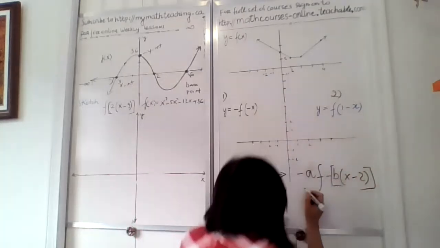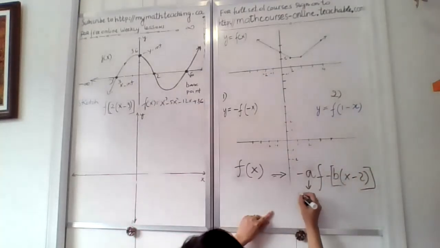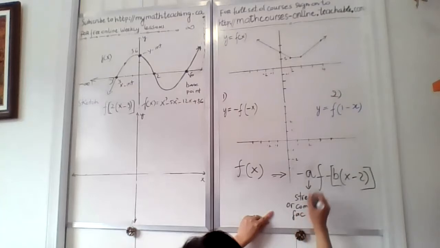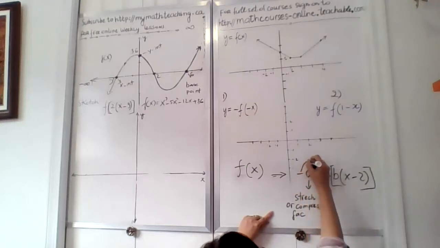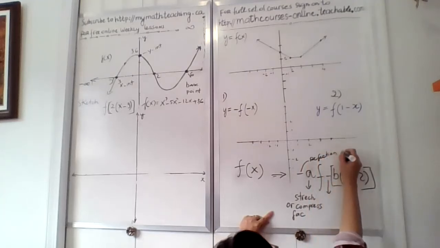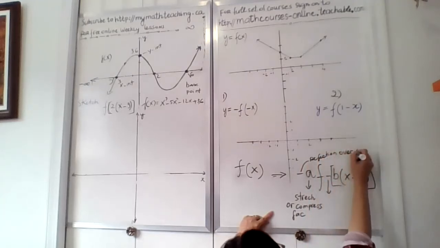So let me put it here for you. The A factor here is called the stretch or compress factor. Stretch or compress depends on the value of the number, right? And the negative sign here will be reflection over the x-axis.